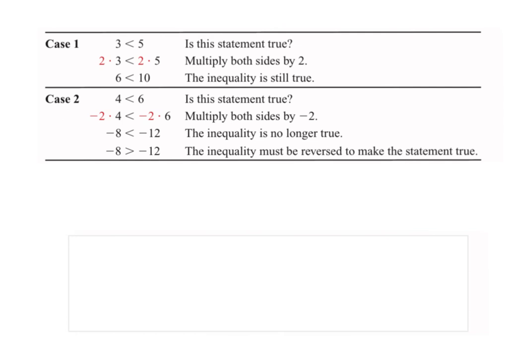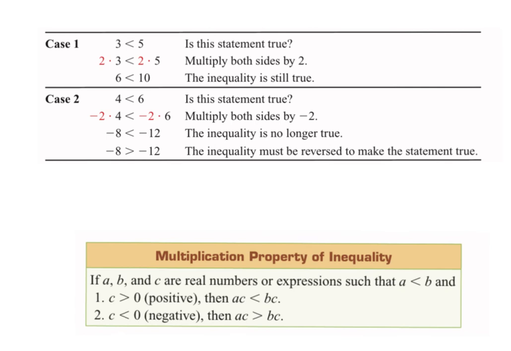And so this is where we get our rule for multiplication. If a, b, and c are real numbers or expressions such that a is less than b, if you are multiplying or dividing, by the way, since division is just the reciprocal, and the number you're multiplying or dividing by is positive, everything remains the same. You leave everything the same. But if what you're multiplying or dividing by is negative, you must flip your inequality. All right? You must flip your inequality.